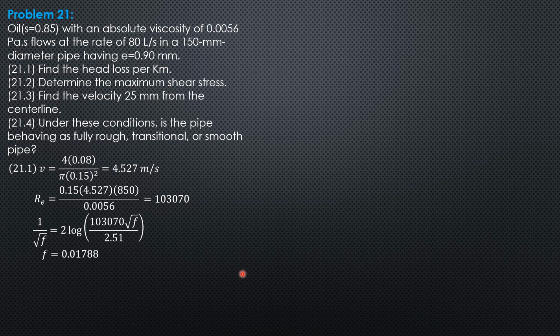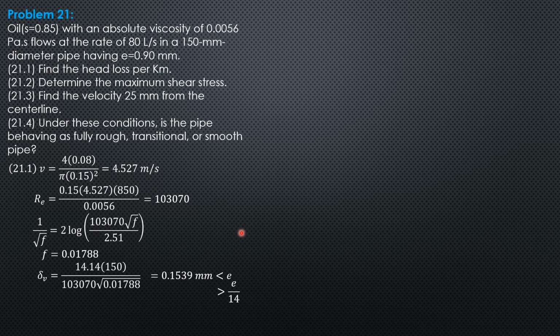So the thickness of the viscous sublayer is 14.14 times diameter 150 over Reynolds number 103,070 times square root of friction factor. The thickness of the viscous sublayer is less than the absolute roughness, however it is greater than E over 14. So E over 14 is less than the thickness of the viscous sublayer, which is less than E. And we assumed it is smooth. So therefore, this friction factor must not be acceptable.